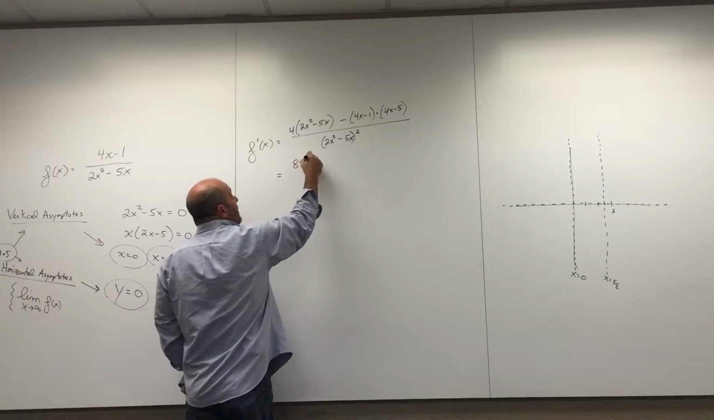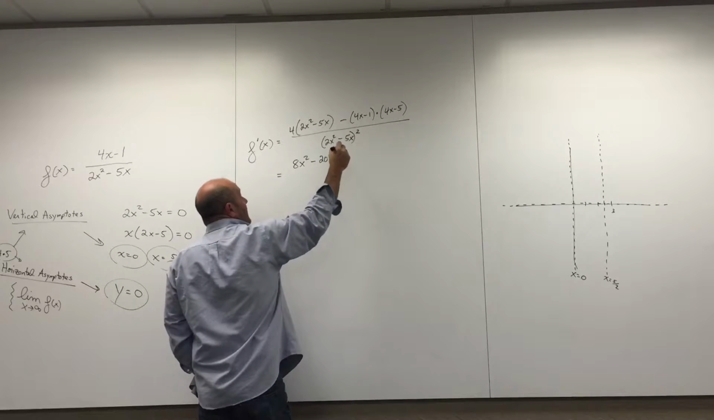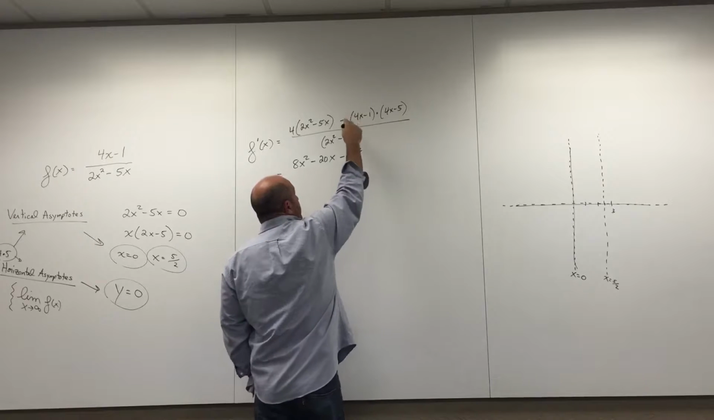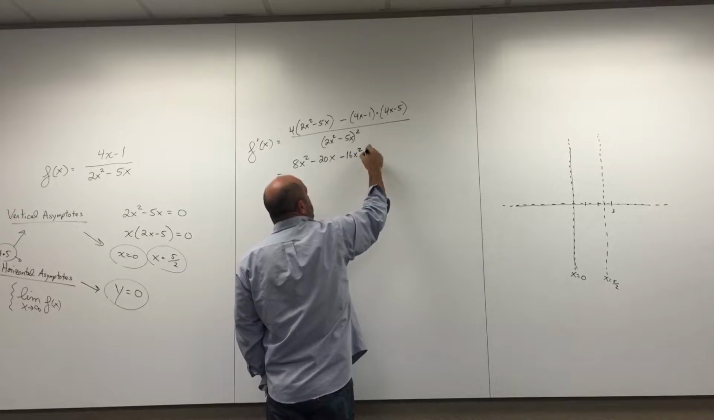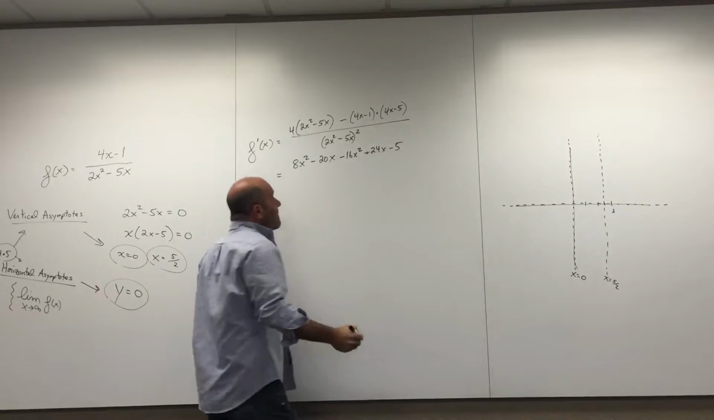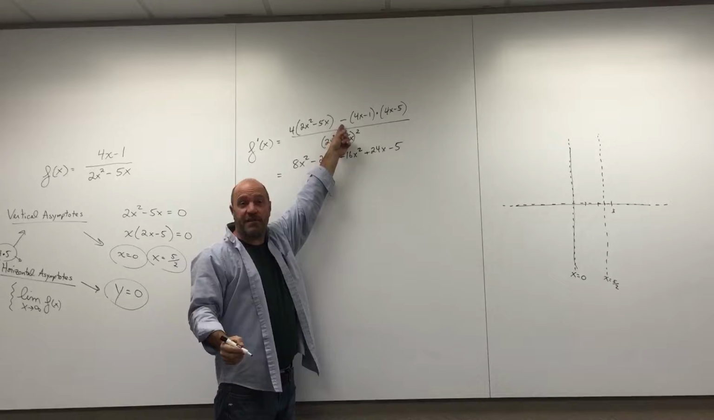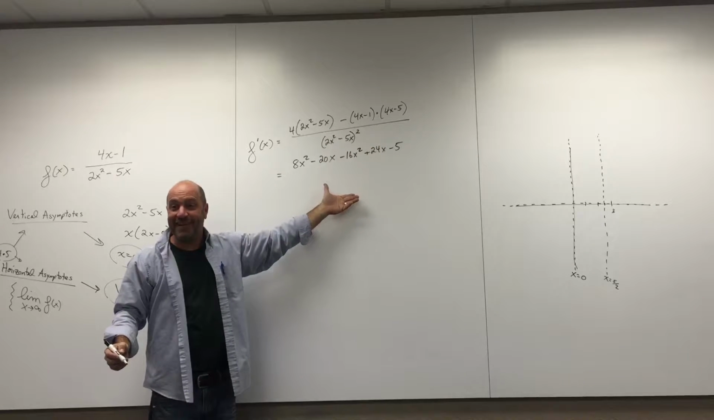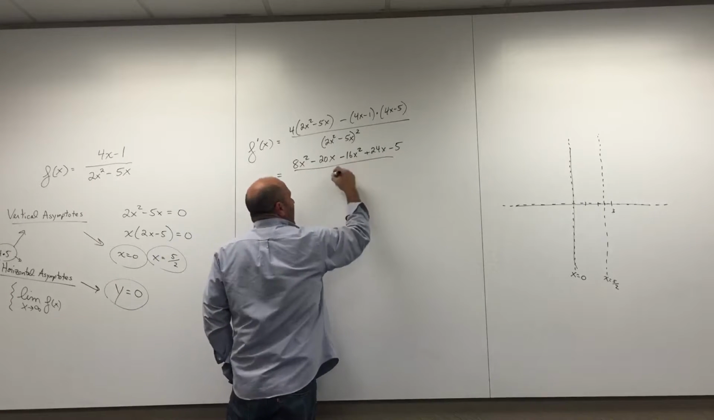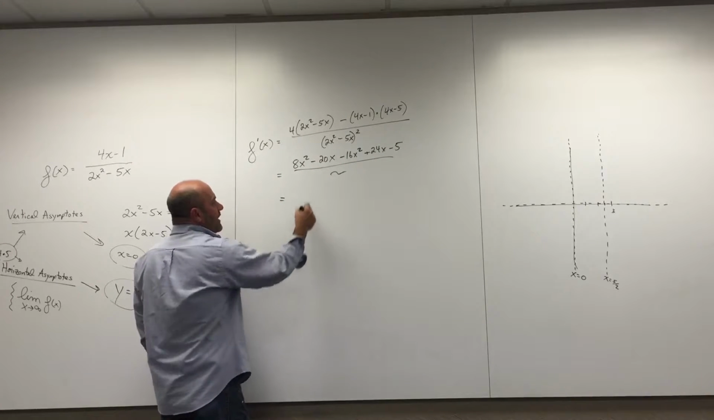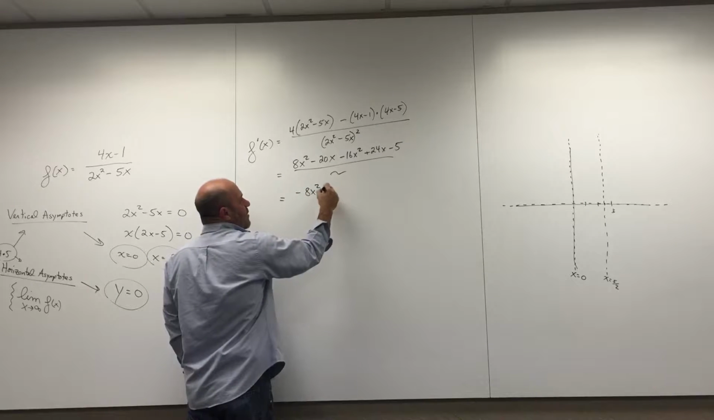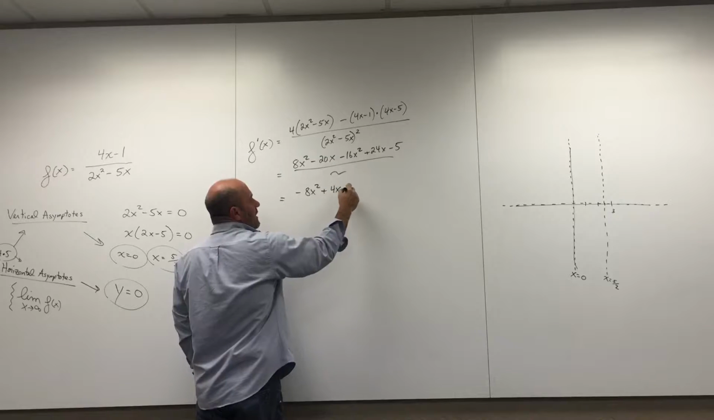That's an 8x squared minus 20x, minus 16x squared, plus 24x... Let me write it out: negative 16x squared, plus 24x, plus 5 minus 5. Wow. I FOILed that out and distributed the negative sign all in one move. I learned that in kindergarten. I'm going to collect like terms. What do I have? I have a negative 8x squared, a positive 4x, and a negative 5.